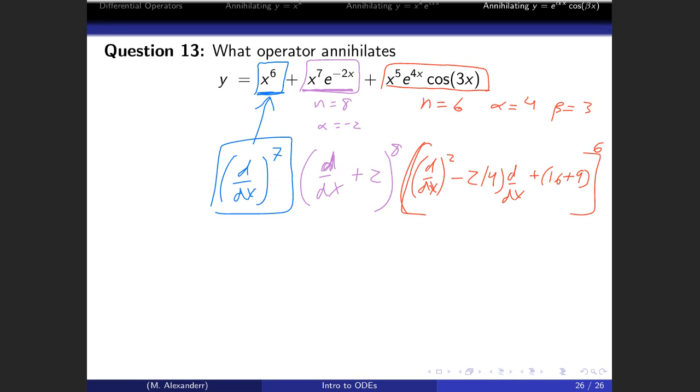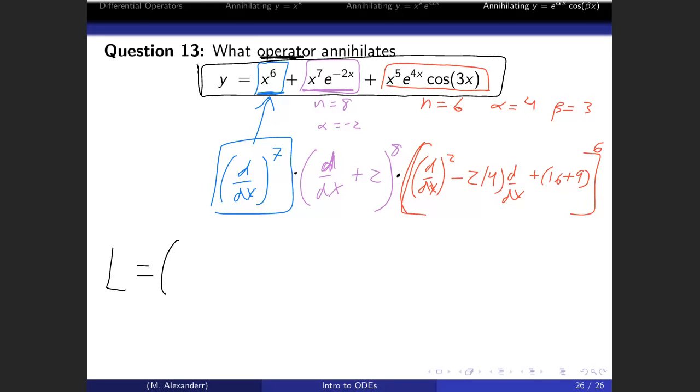All right, so what we have done is we have 3 functions being added to each other. So we have the blue function plus the purple function plus the red function, and we individually found out what is the operator that annihilates each individual function. And so now the question is, what is the operator that annihilates the entire function? Okay, so if you want to consider the entire function, what is the operator that cancels out the entire function? Well, the answer is very simple. Once you find the individual pieces, you just multiply them out. So technically we're done here. So we just put multiplication here, and that is the operator that cancels out the entire function y.